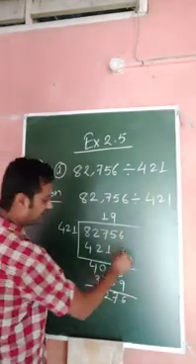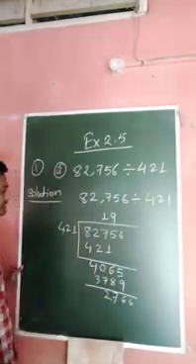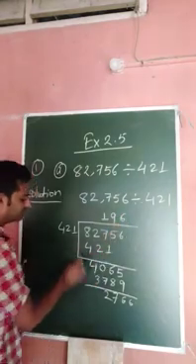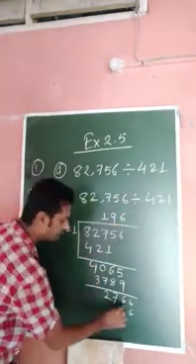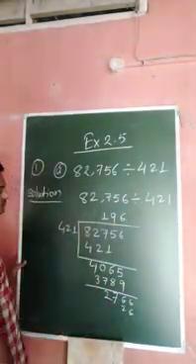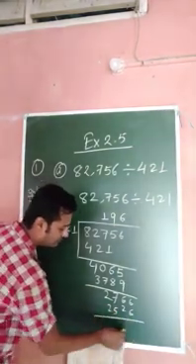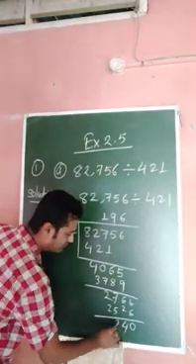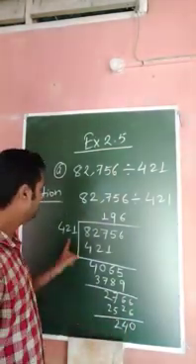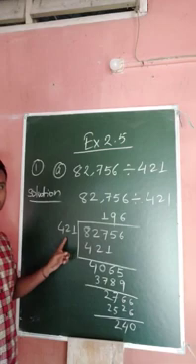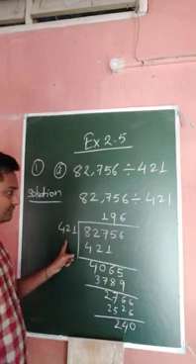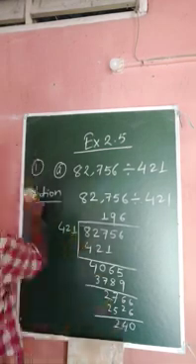Now this 6 comes to this position. Now you have to multiply by 6. So 6 ones are 6, 6 2s are 12, 2 and 1 carry on, and 6 4s are 24, and 24 plus 1 is 25. So the subtraction gives 240, and 240 is less than 421. Clear?